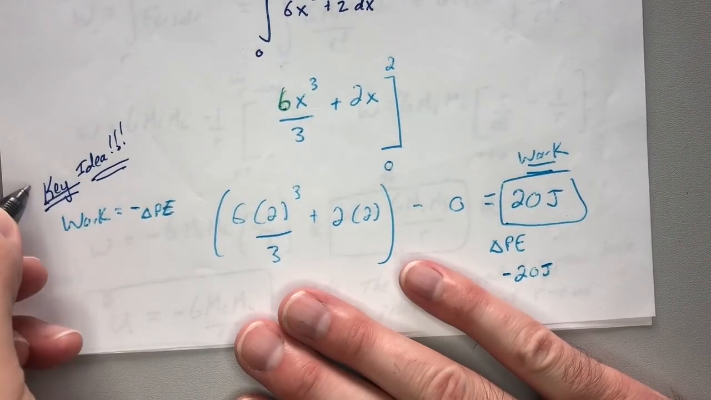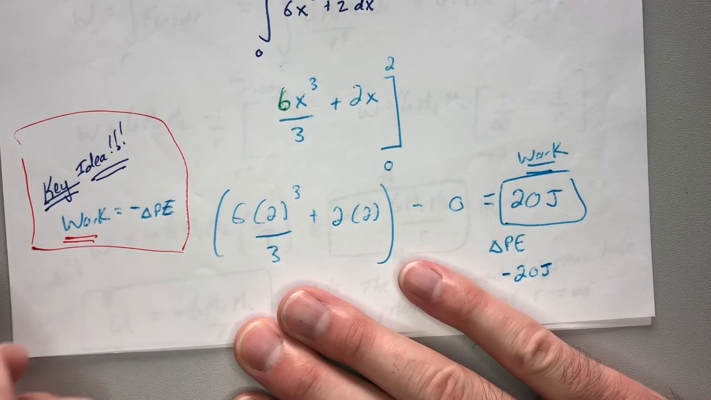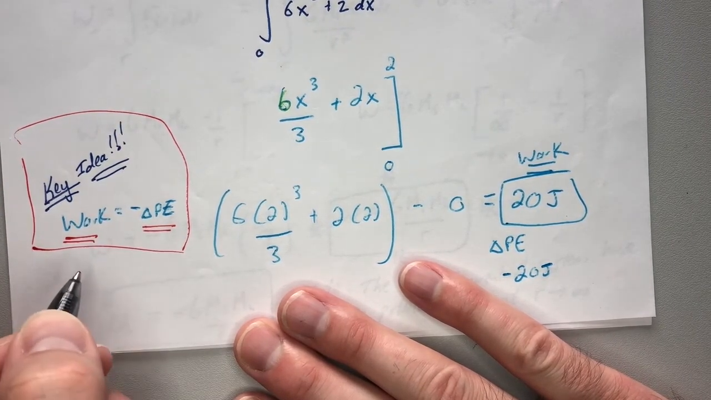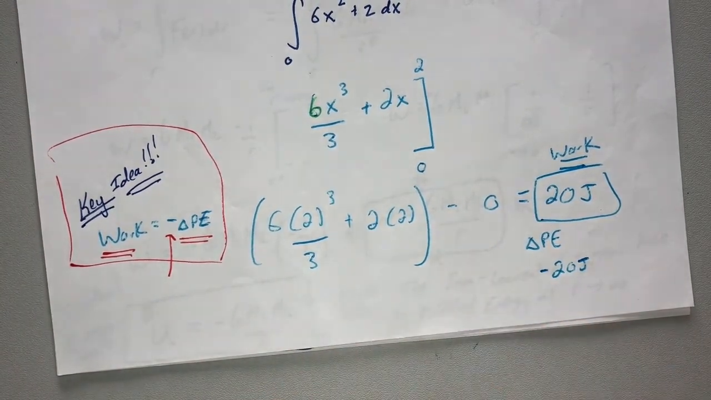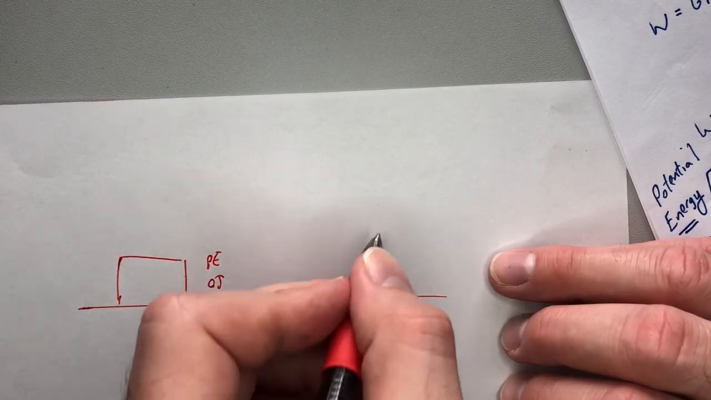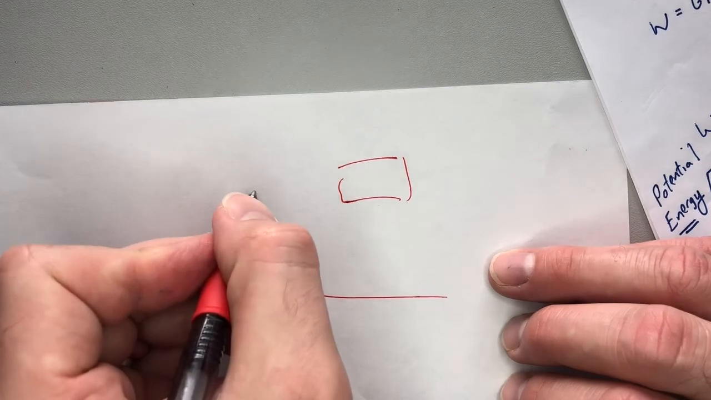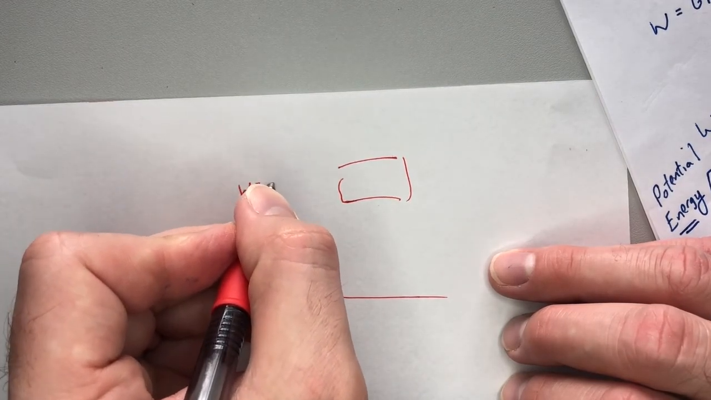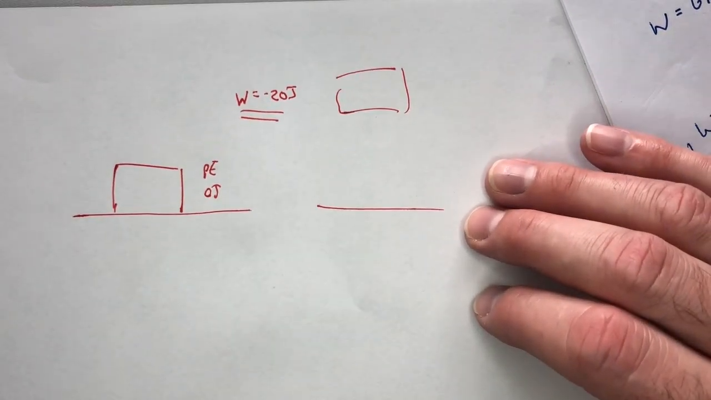One thing I want you to keep in mind, it's a super key idea. Whatever your work value is, your change in potential energy is equal to that value, but it's opposite in sign. And if you ever want to keep this in mind, let's say you had a block that was just sitting on the ground right here. And all of a sudden you said, I want to lift up that block. And when you lift up that block, it's going to cost you 20 joules of energy. Because it's heavy, you want to lift it up, it's going to cost you 20 joules.